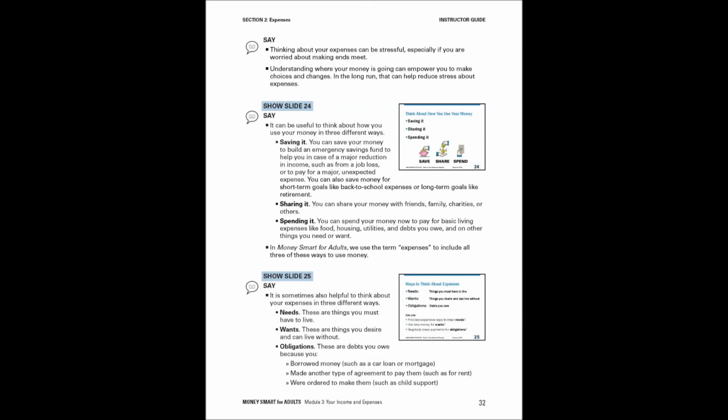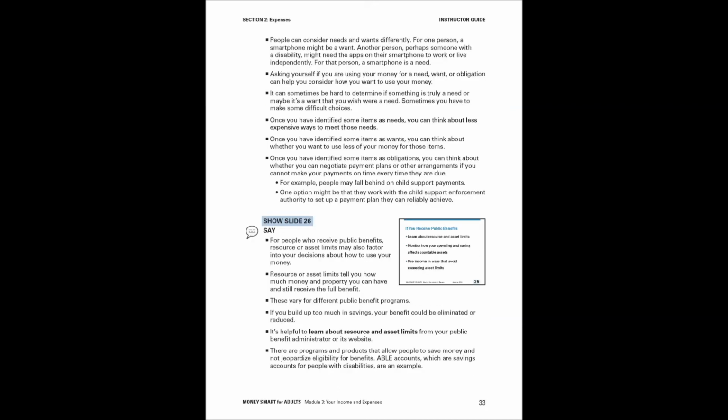You'll notice here on slide number 24, those 3 different ways of saving, sharing, and spending income are listed. You'll want participants to start thinking about how they can do that and how they can classify how they're using their income. Slide number 25 also gives them ways to think about expenses with needs, wants, and obligations. And so you'll also say what the descriptions are regarding those particular things.